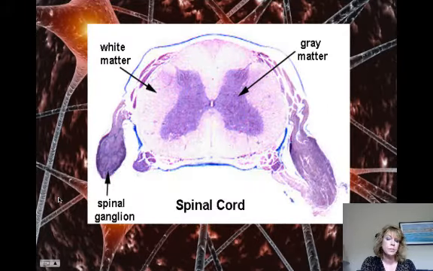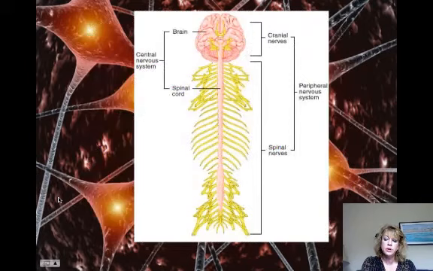White matter, because it's covered with myelin, is the outer part of the spinal cord, and it is mainly made of axons. Gray matter is the inside of the spinal cord, and it's mainly composed of the cell bodies and dendrites of neurons. Cranial nerves go to and from the brain, and spinal nerves go to and from the spinal cord. Both of these are parts of the peripheral nervous system.